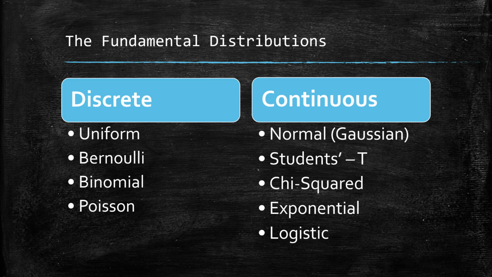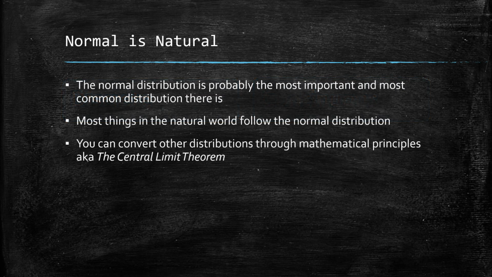Now, continuous. Really, the only two that matter for most things are the Gaussian and the Student's t. You'll understand why as we go a little deeper into it. And at the end of the day, it's all about the Gaussian, the normal, because normal is natural. The normal distribution is probably the most important and most common distribution there is, because most things we look at are natural phenomena in the world, most things that we want to study.